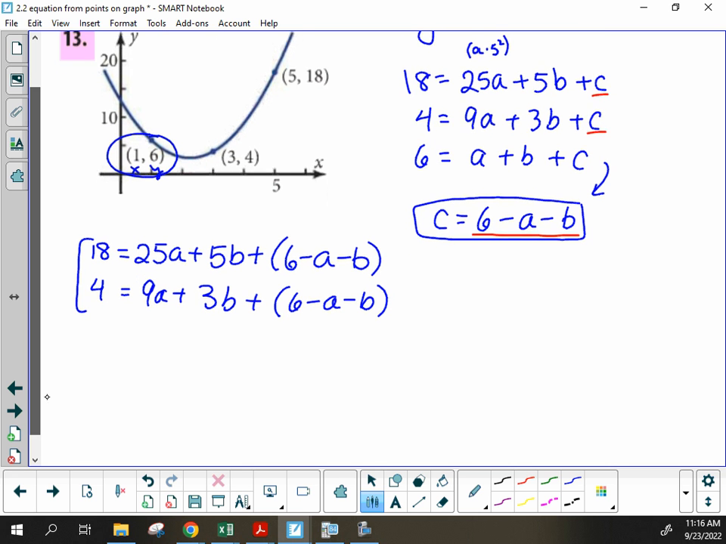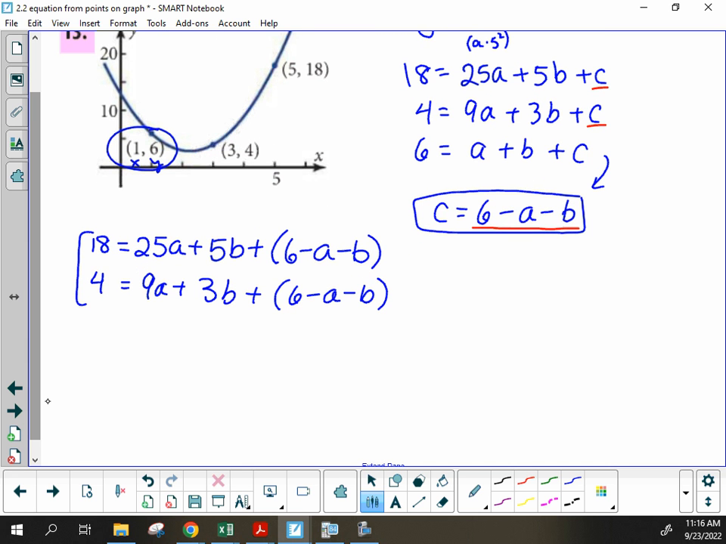Now, after we clean this up, we will have much simpler 2 equations, 2 unknowns. So I'm just going to combine like terms with these, and also move the 6 that's on the right-hand side over to the left-hand side with either the 18 or the 4, just to make it look as simplified as possible. So 12 equals 24a plus 4b. Combining my like terms there with the a's and the b's. And then negative 2 equals 8a plus 2b.